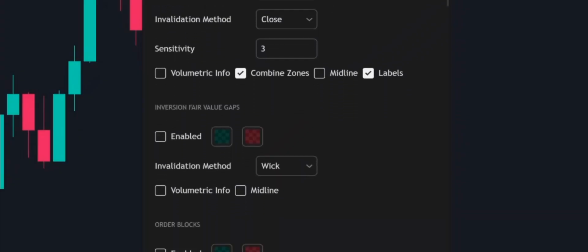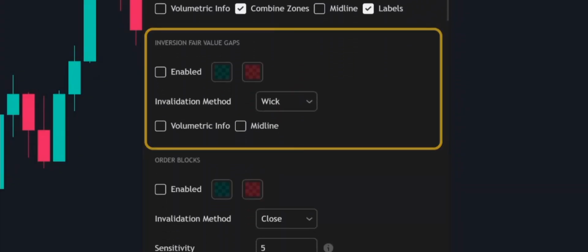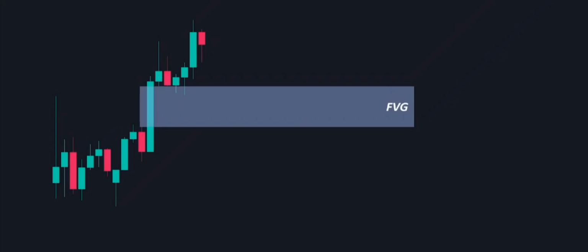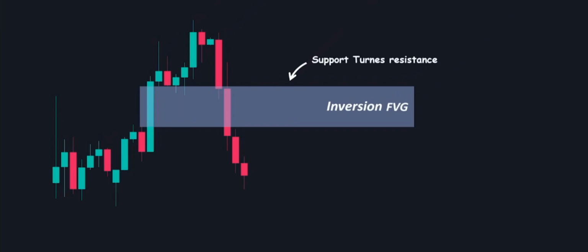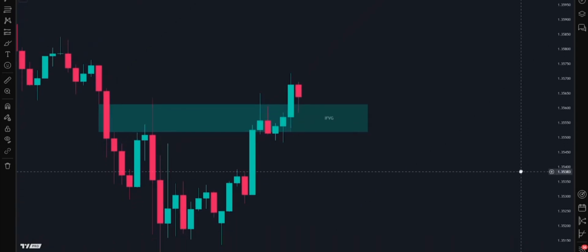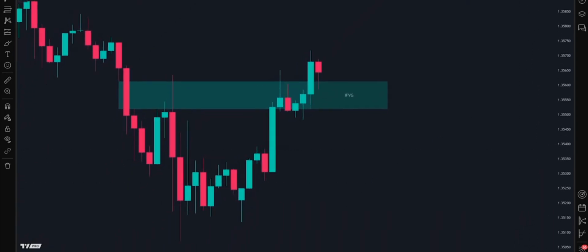Now, let's move on to the next concept: inversion fair value gaps. If you're wondering what inversion fair value gaps are, an inversion fair value gap is a failed fair value gap that gets completely filled. At that point, the support becomes resistance, and if the price retraces back to this zone, it will act as another key trading area to go short. By enabling the inversion fair value gaps on the chart, we can see that the indicator also does a good job of automatically identifying these key areas. Similarly, when we change the time frame, the latest inversion FVGs are updated and visible on the chart.